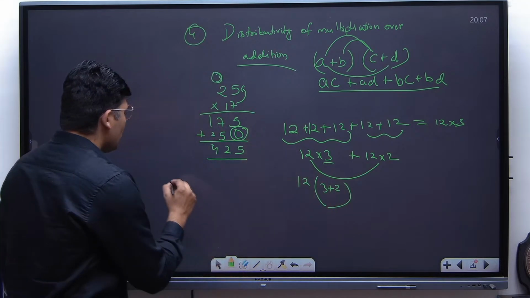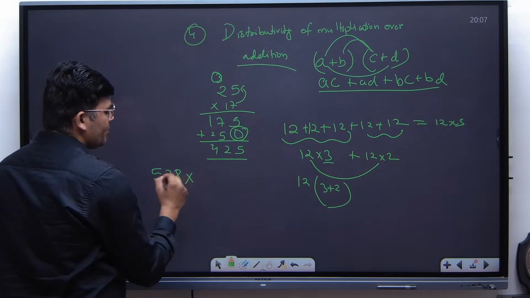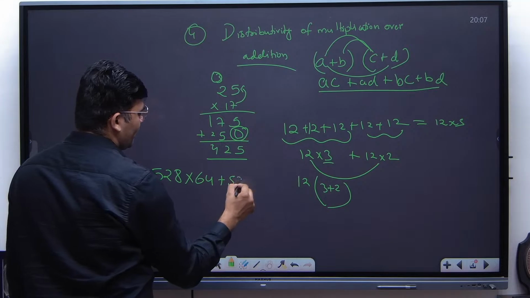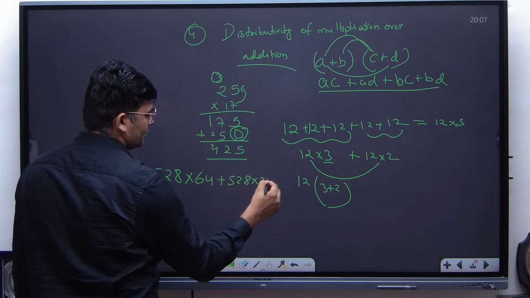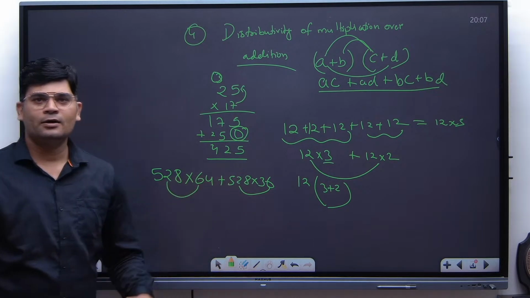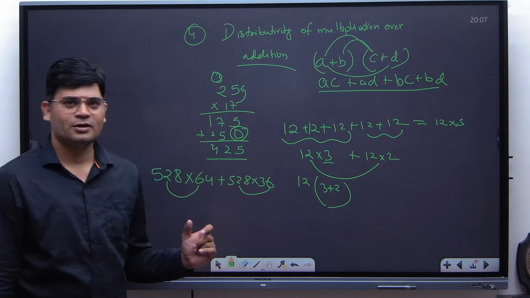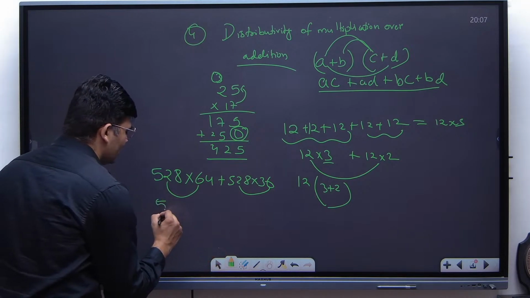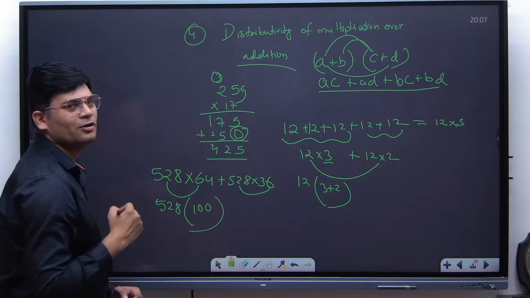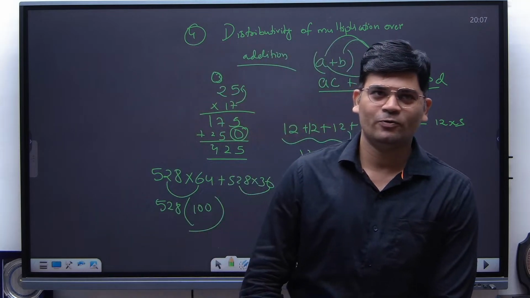Now let us take one more example. Suppose somebody asks you 528 into 64 plus 528 into 36. Do we really need to multiply these two numbers separately and then add? It is easier to take 528 into (64 plus 36), which is equal to 100. And we can easily tell the answer: 52800.